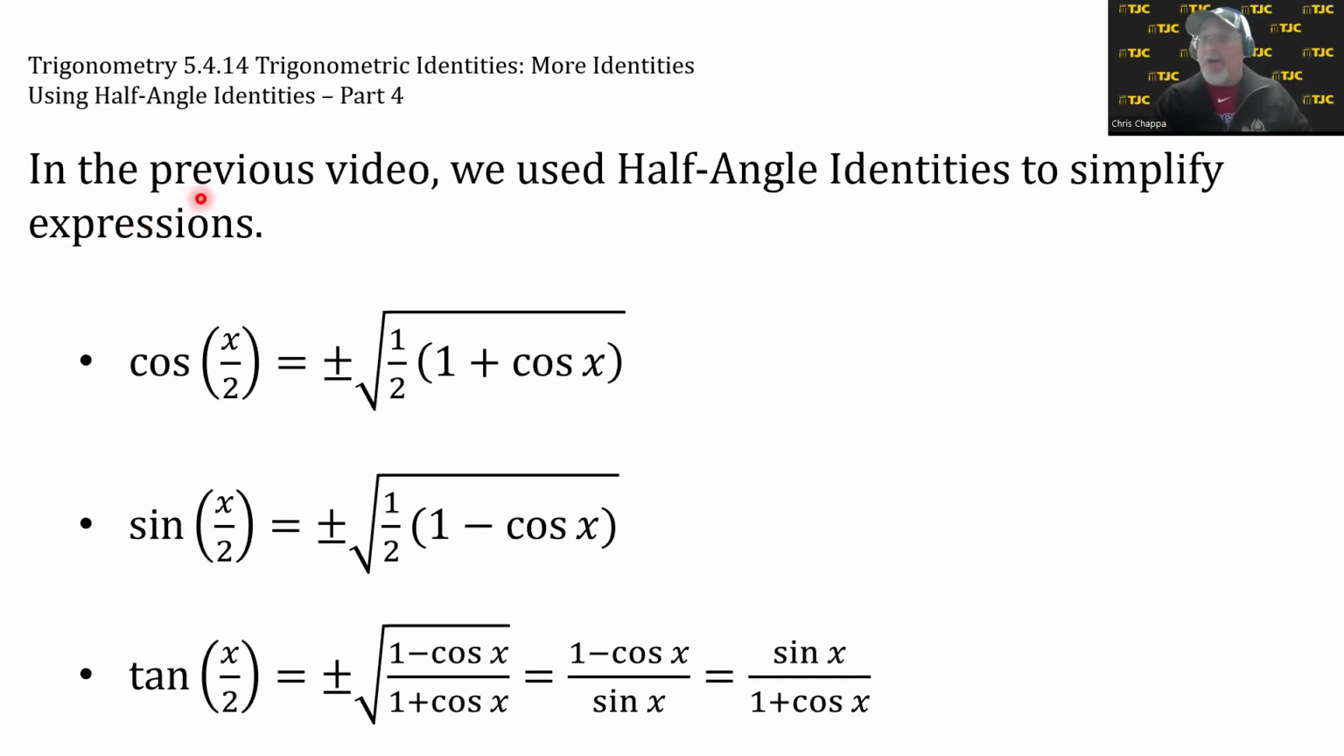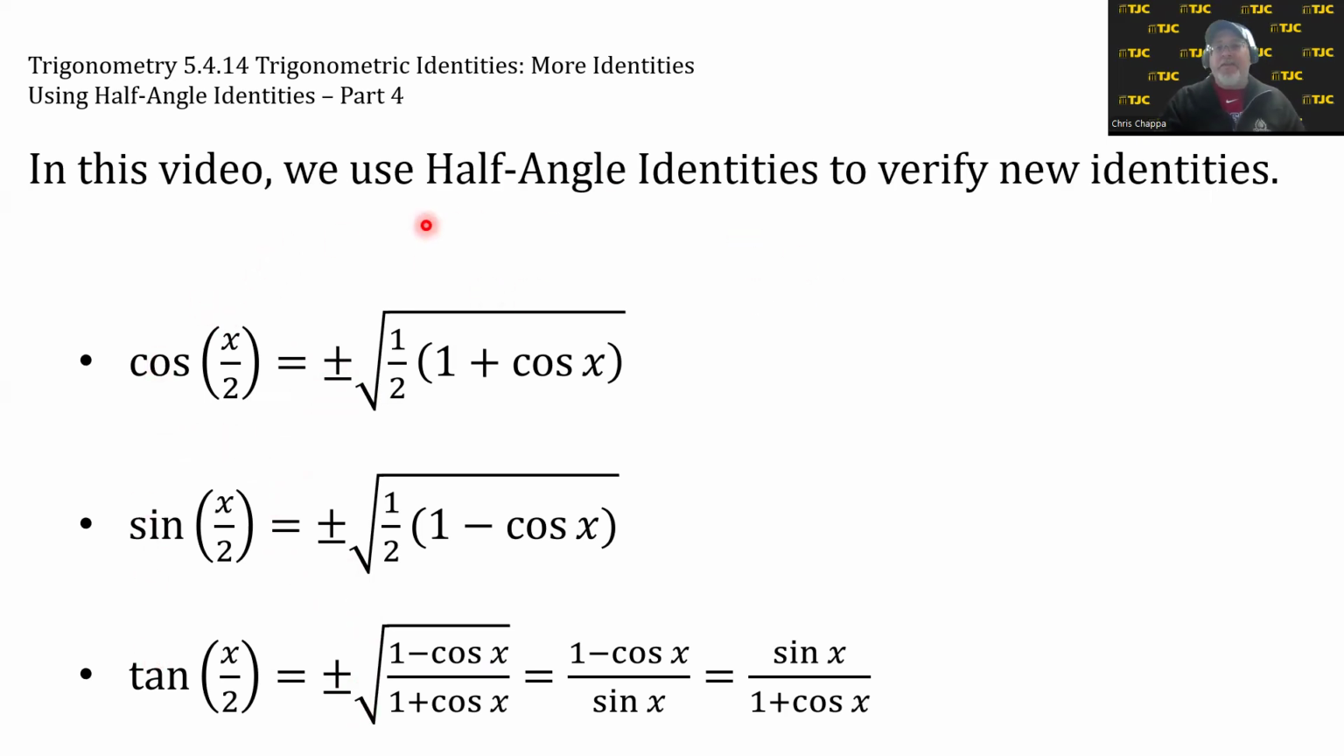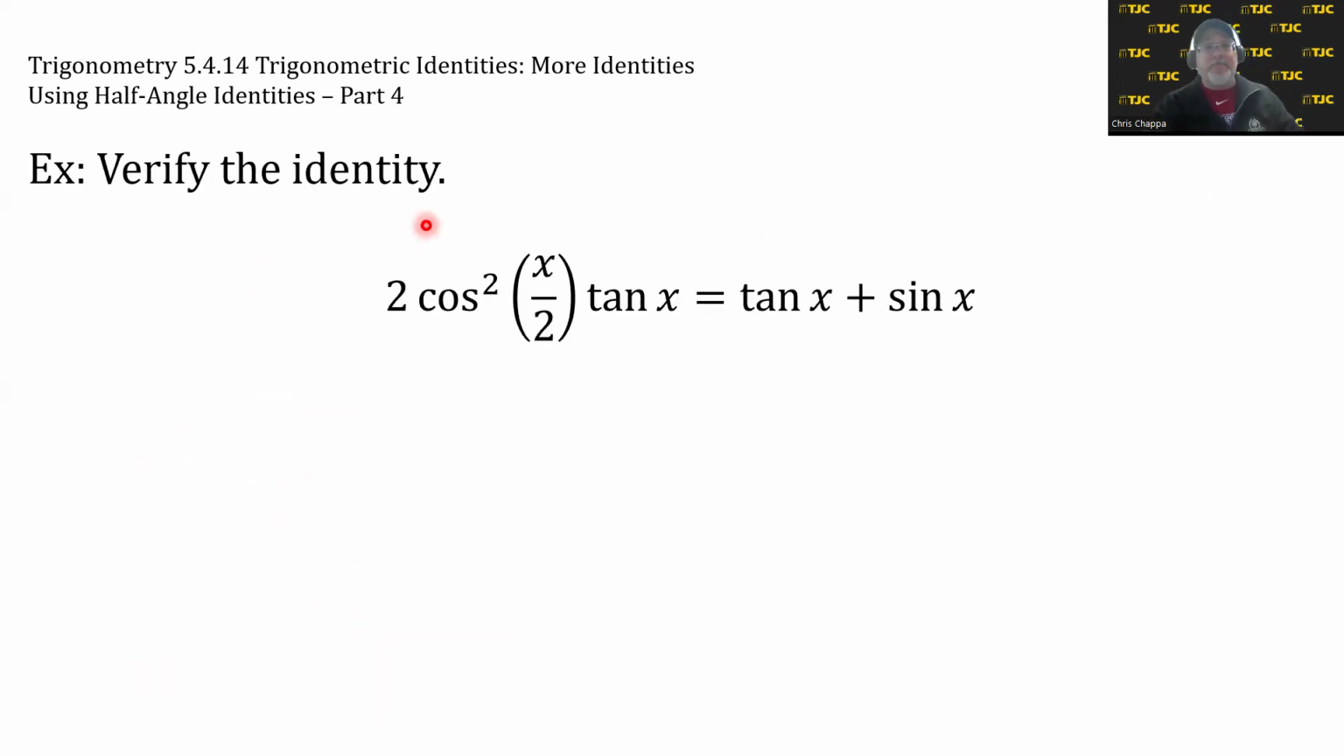In the previous video, we used half-angle identities to simplify expressions. Just a reminder, when choosing the plus minus in an identity, it's based on the trig function of the half-angle and the quadrant of the half-angle. In this video, we use half-angle identities to verify new identities.